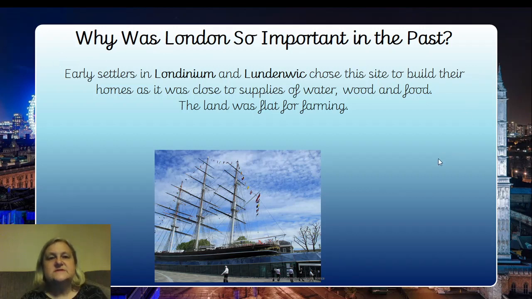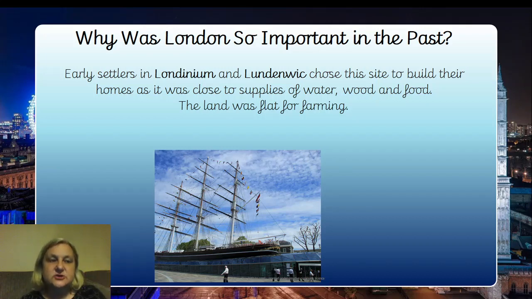So why was London so important in the past? Well, the early settlers chose the site because it was close to water supplies, wood and food. Wood was really important for the building of ships later as well, and the land was flat for farming.